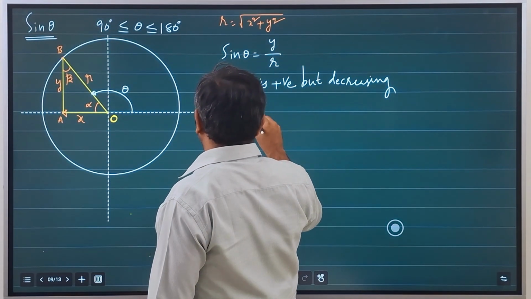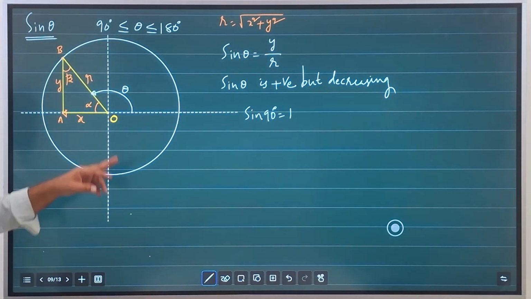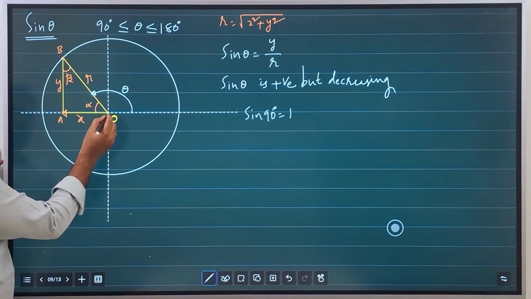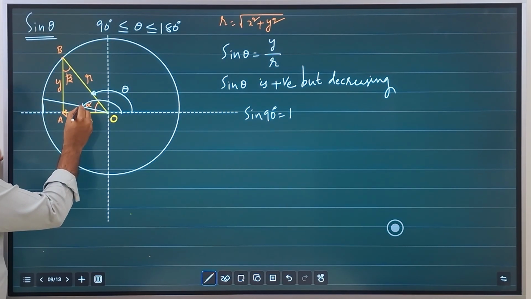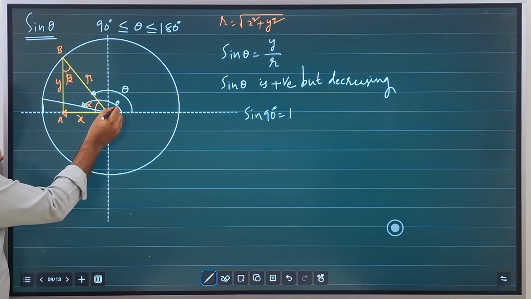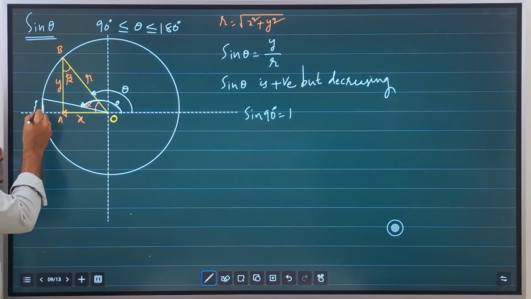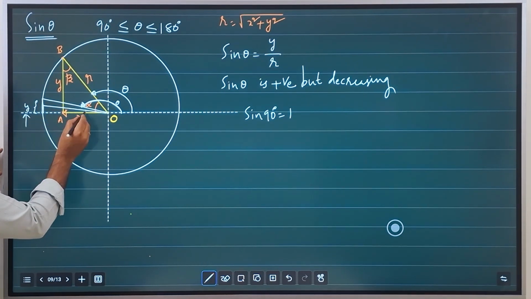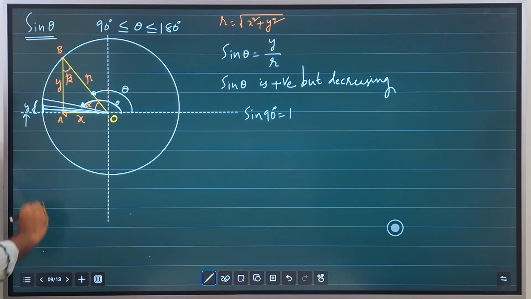You know, sin 90 degrees is equal to 1. That is one extreme in this quadrant. The lowest limit of this quadrant is 90 degrees. But as theta approaches 180 degrees, look, this angle theta is very close to 180 degrees. So as theta approaches 180 degrees, the y value is approaching 0. Draw one more right angled triangle with angle theta close to 180 degrees. Look at the value of y here.